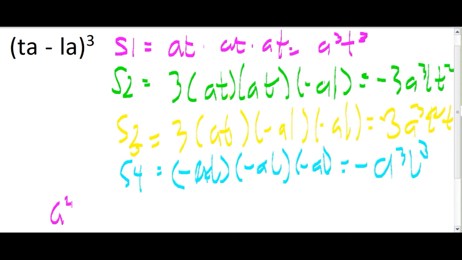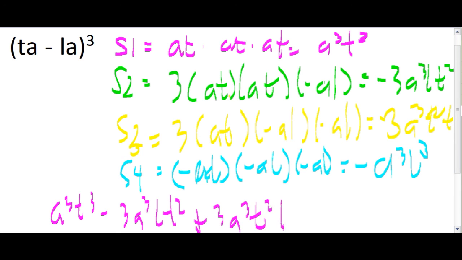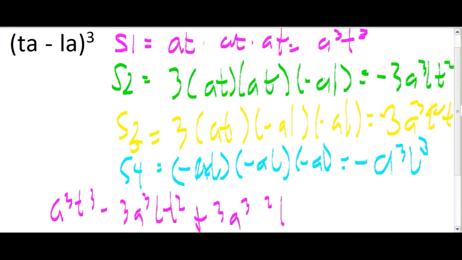Now, sagutin natin. A cubed T cubed minus 3A cubed LT squared plus 3A cubed L squared T minus A cubed L cubed. Kita nyo na dito na ang pangit kasi nasulat ko.